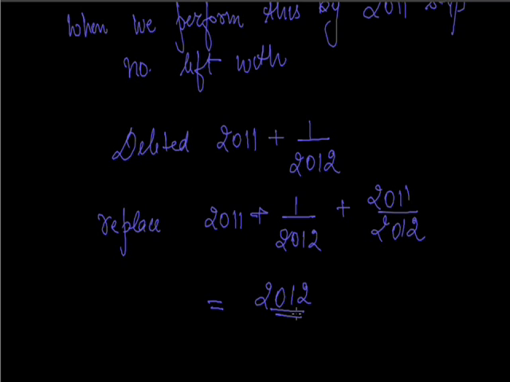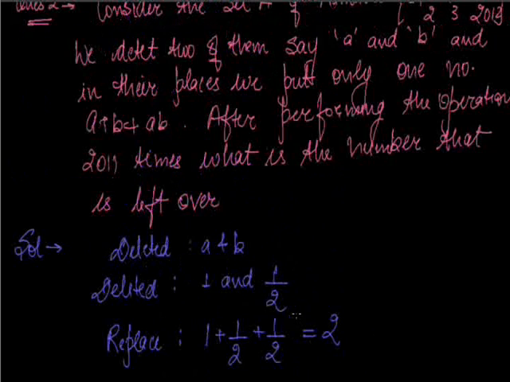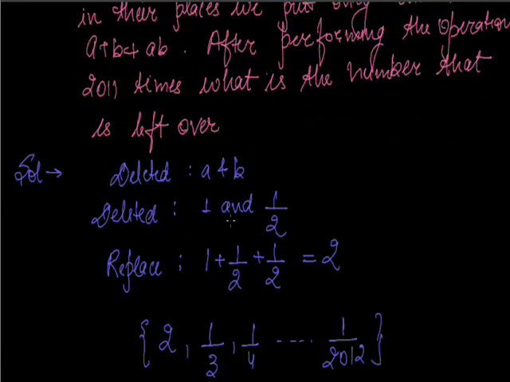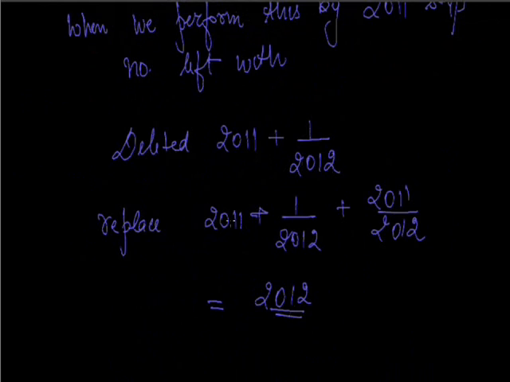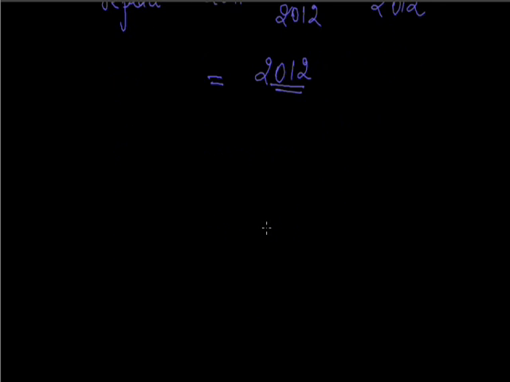Okay, what was this question? After performing the operation 2011 times, what is the number that will be left over? We find it by this method, and the number left will be 2012. This was the second question. Let us discuss the third question.